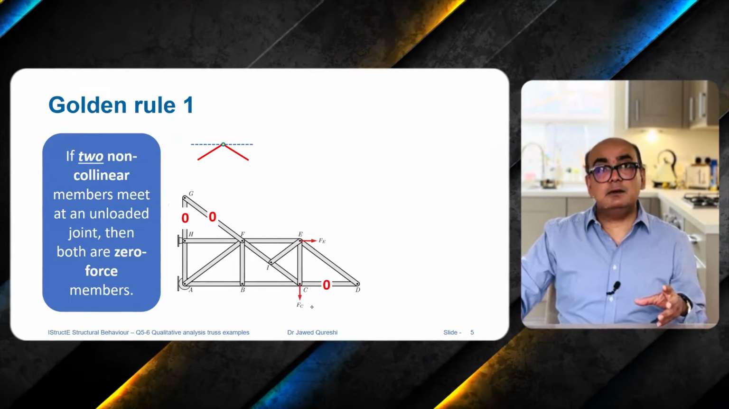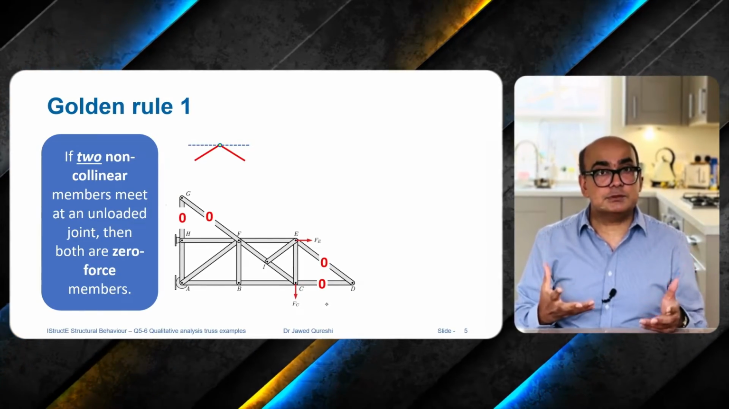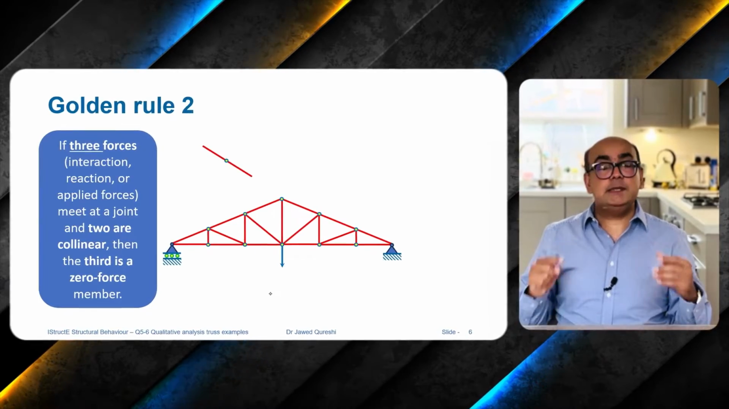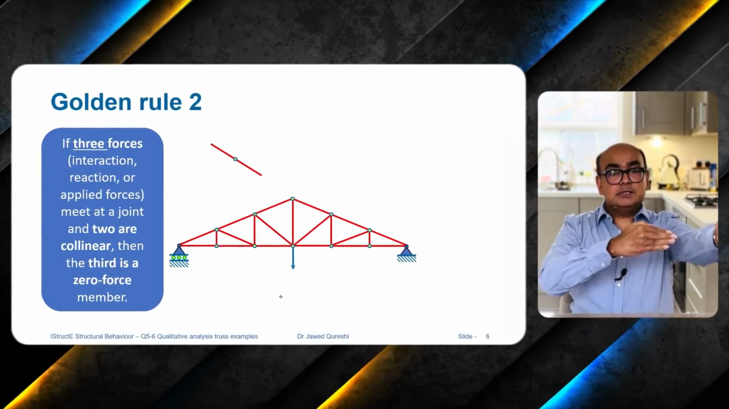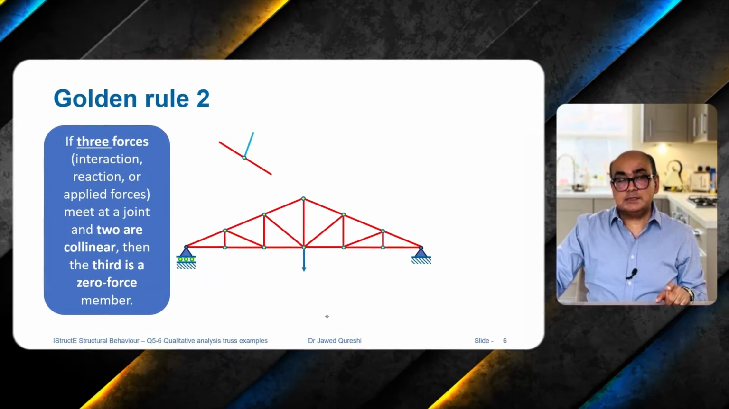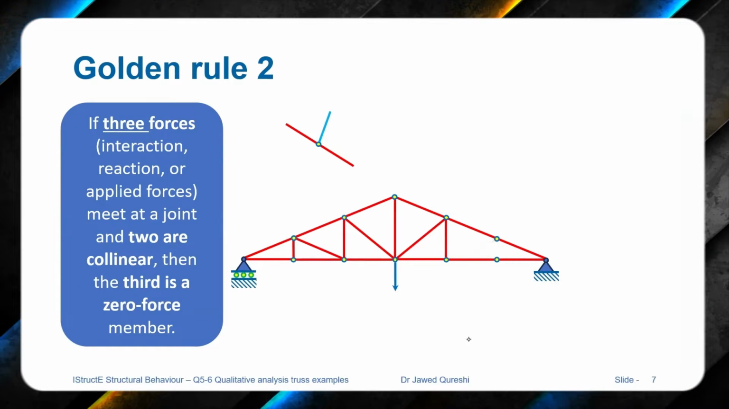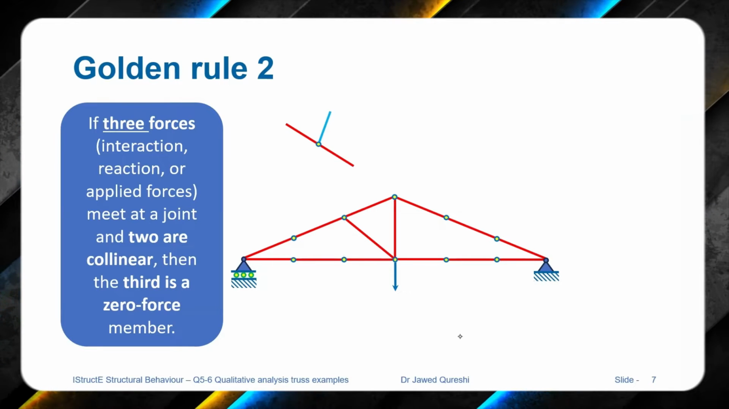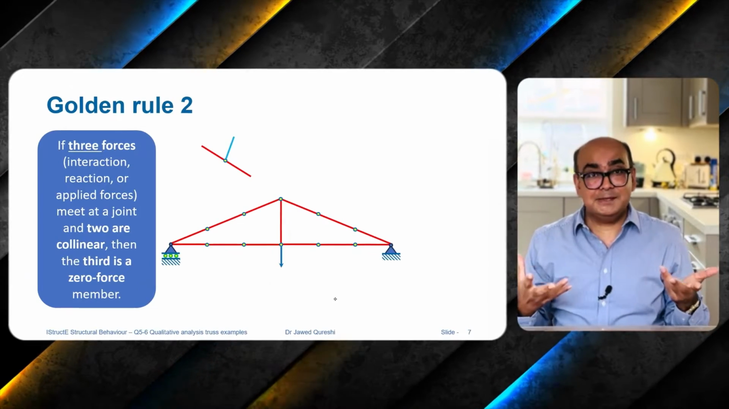Here, these are non-collinear members meeting at a certain point, so these forces are going to be zero. This is rule number one. The second rule is when there are two collinear members and a third member is being attached, that third member has to be zero. So in this truss, observe which members are zero. You can see that pretty much everything has disappeared.